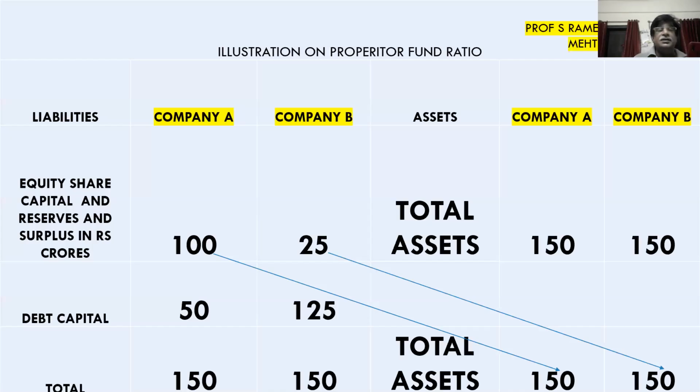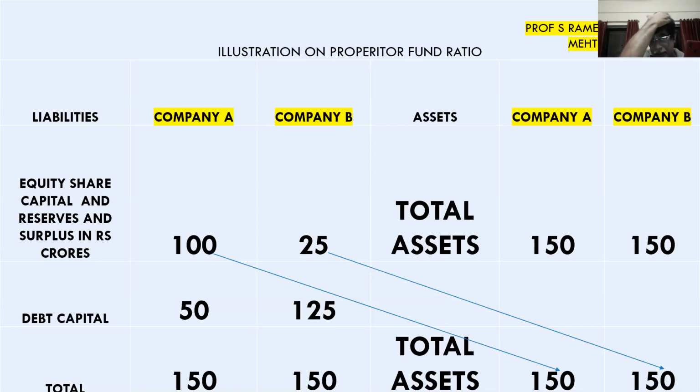Now look at this company. There are two companies in our example, company A and company B. Now company A, I am having the liabilities. Company B also, I am having liabilities. So let's see the liability side of A and the asset side of A. Now on the liability side of A, equity share capital is 100 crores. The debt capital is 150 crores. Sorry, 50 crores. The total capital of A is 150 crores. Okay, I have shown the arrow. Now the total assets of A are 150.